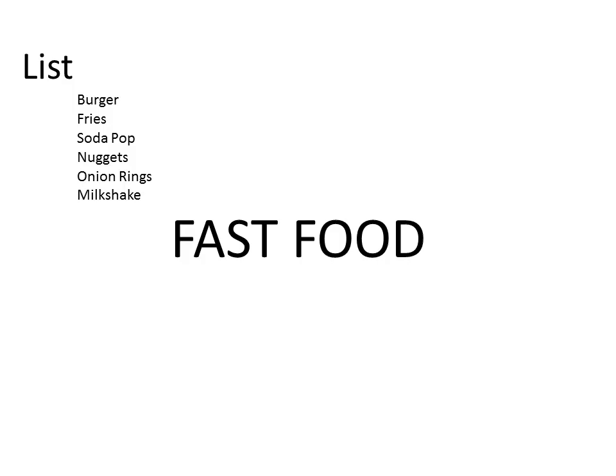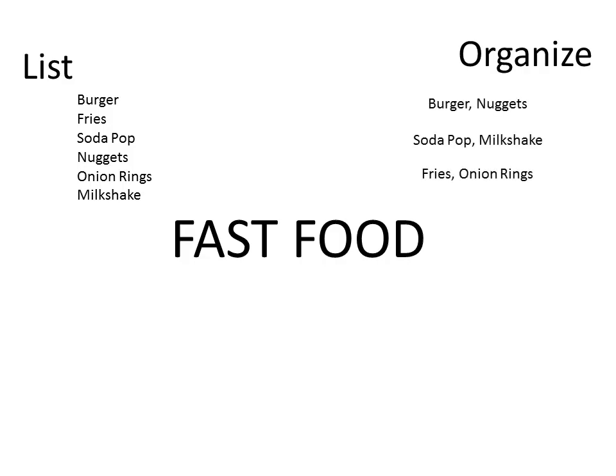Now let's take those items and organize them into different groups, like a menu. This would be a level 2 task. Maybe we could put the burger and the nuggets together because they contain meat, or the soda and the milkshake because they're drinks, or maybe the fries and the onion rings because they're sides. This was a little more challenging because we had to create the categories to put them into.